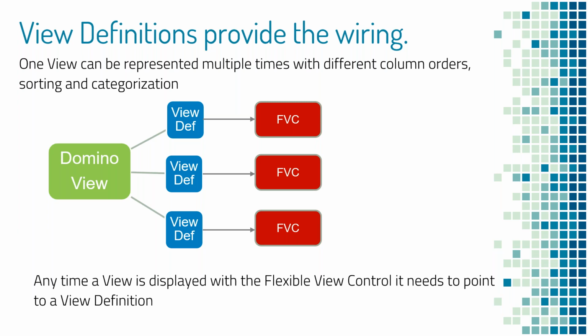As you can see in this little graphic here, we have one Domino view, 3 different view definitions created from it, feeding 3 different controls. So the idea would be these controls would be displaying data in a different way. And anytime a view is displayed with a flexible view control, it needs to point to a view definition.